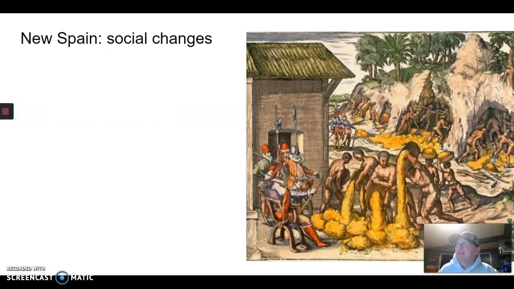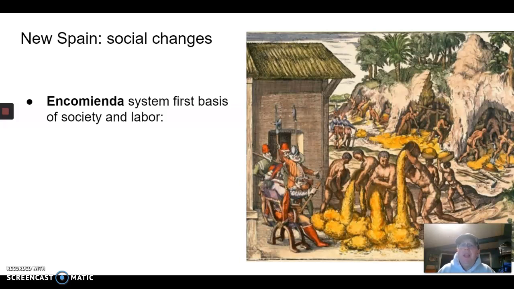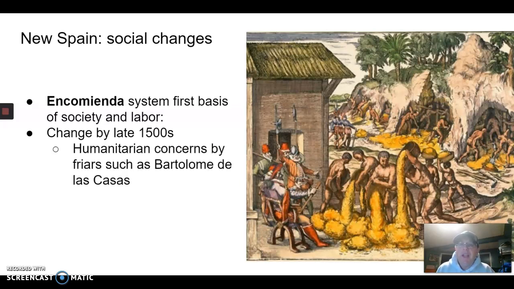Socially, and really this is also still economically as well, the encomiendas, the first social and labor system, where conquistadors would be given an area of land and the natives on that land, and they would try to extract gold and silver and other resources from that land, which is what you see in this picture. It's very exploitative, this system, very cruel, and even the crown will protest against it. So by the late 1500s, encomienda does change, and a lot of it, I want to bring this out, is humanitarian.